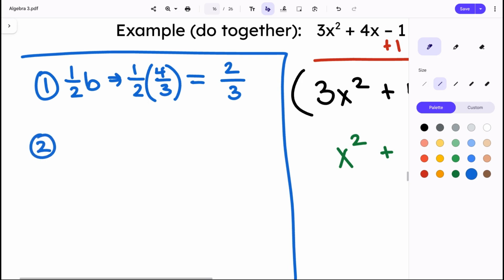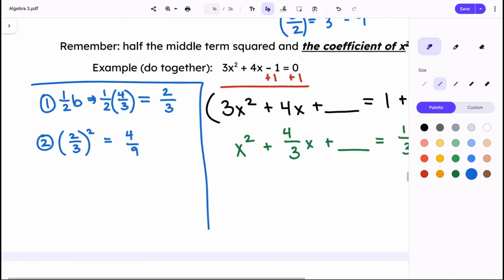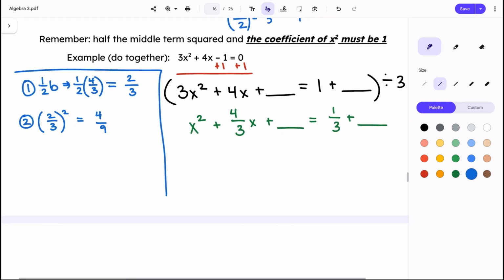Step 2 is to square that. So you're going to take 2/3 squared. And what do you get? 4/9. Okay. I'm going to fill that in on my blanks over here. So 4/9 goes on both sides.